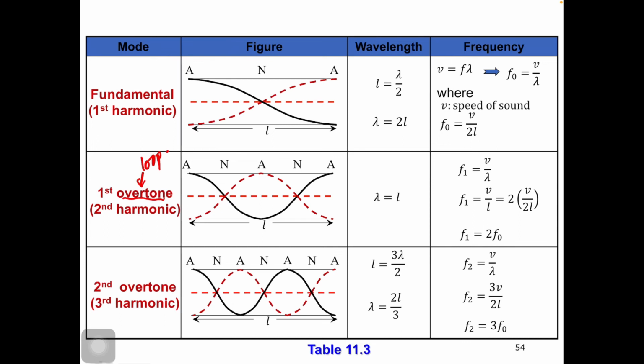Lambda equals 2L, like I explained earlier. So V equals F lambda. So F0 equals V over lambda. So F0 equals V over 2L. So the first overtone has only one loop. Second harmonic. So F1, so this is for the overtone. This is for the harmonics. Second overtone, 1, 2. Third harmonic, so F2 equals 3 F0. So this second harmonic, you need to know. Okay, the first overtone is equal to the second harmonic.